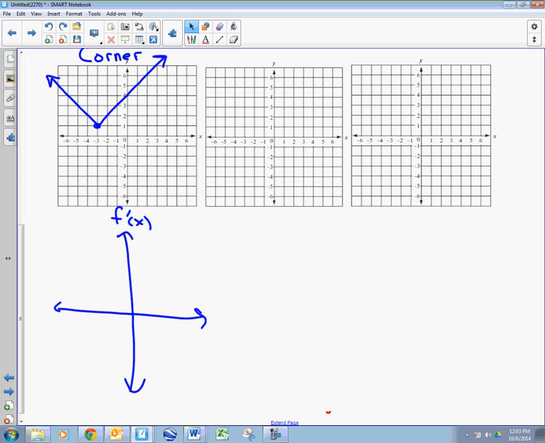-1. Let's look at the right. What's the slope of the line here? +1. So you can see that the derivative exists here. It's -1. The derivative exists here. It's -1. The derivative exists here. It's -1. But the derivative does not exist at -3 because when you check from the left and the right, they're different. Slope is -1, slope is +1.